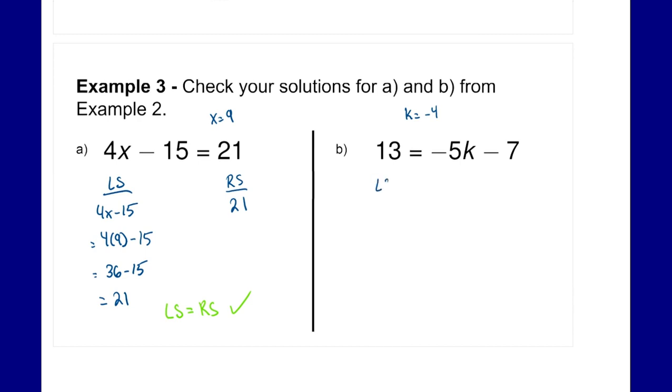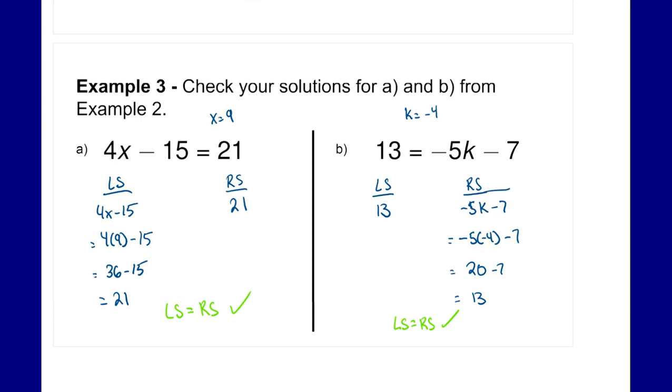Let's do the same thing for B. The left side is 13. That's good. I don't have to simplify any further. The right side is negative 5k minus 7. I'm going to plug in negative 4 for k. So negative 5 times negative 4 minus 7. I get 20 minus 7, which is 13. Looking back, the left side is 13, the right side is 13. My left side equals the right side. Good. That means I have the correct solution.